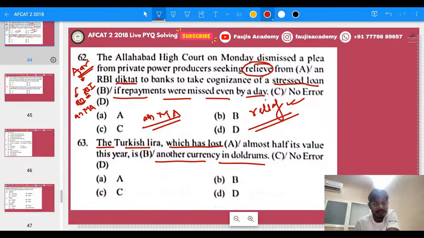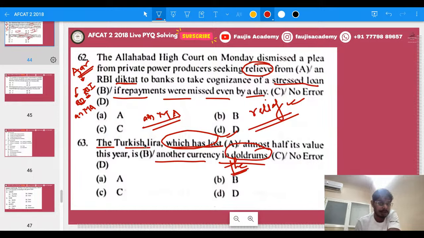63. The Turkish lira, which has lost almost half of its value, this is the correct usage, absolutely, another currency in the doldrums. Doldrums is a geographical phenomenon. Whenever we use "in the doldrums", think of a drum that is moving, so that means it is shaky, not concrete. In the doldrums, that's the correct usage. That's an idiom. So we'll go ahead with C as the answer.